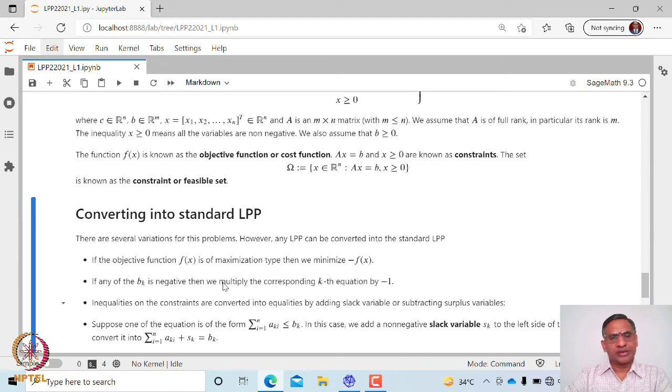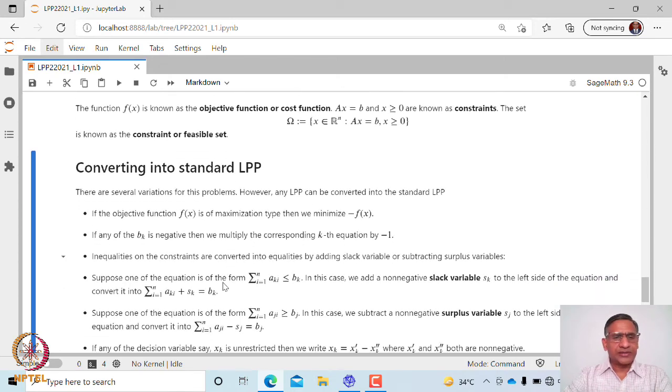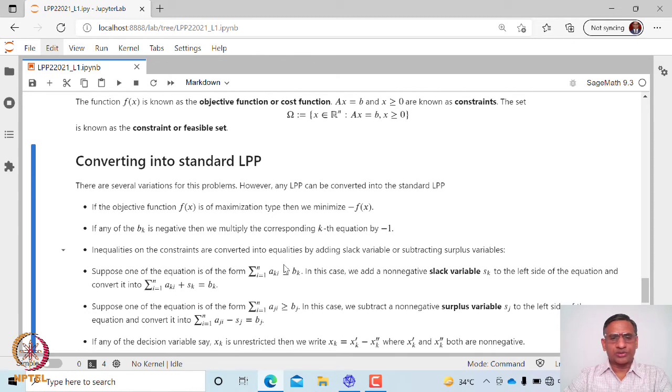If it is equality, it will remain as it is. Similarly, if you look at the inequalities, inequality constraints have to be converted into equality constraints. Now there are two types of inequality that are possible. One is less than equal to, the other one is greater than equal to.